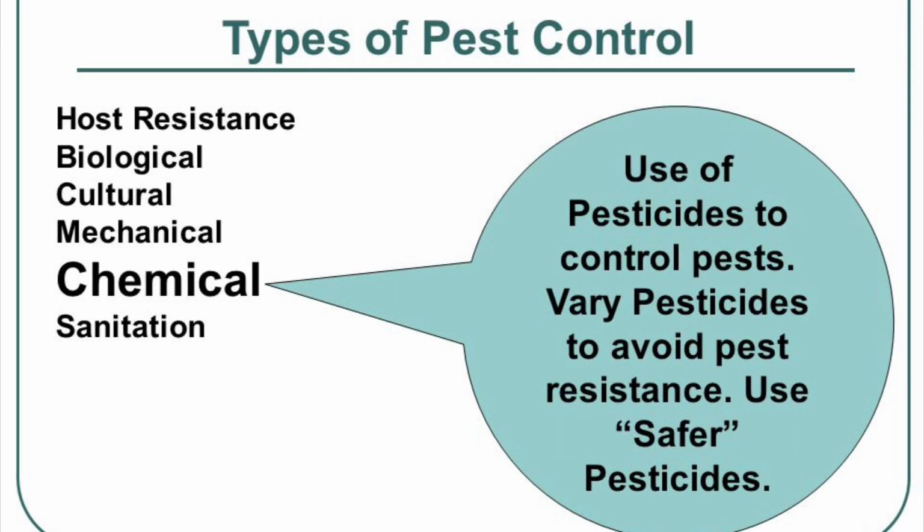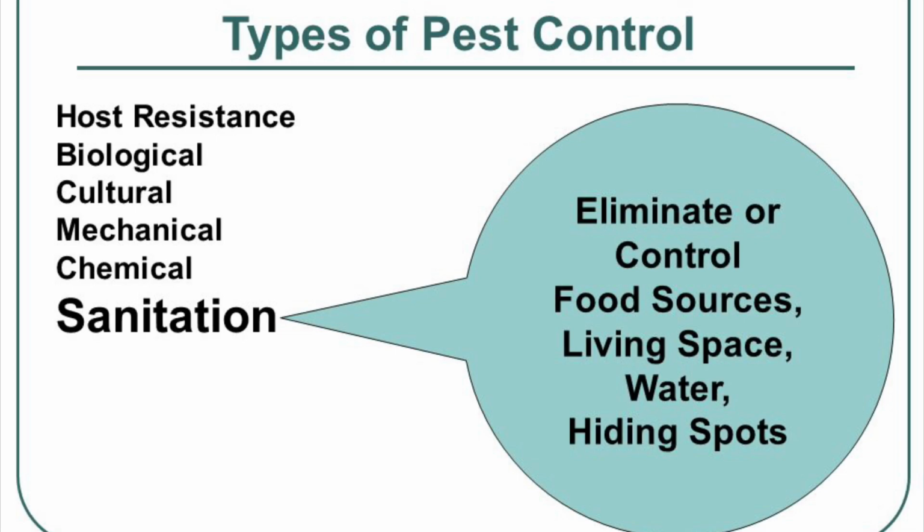Chemical controls is the use of pesticides to control pests. You'll want to vary your pesticides to avoid pest resistance. You'll also want to use safer pesticides when you decide to use this method. The chemical control method should be the last resort method because it's the most taxing on the environment. Not only will you risk killing the pest in question, but you may also kill beneficial insects as well as other plants, animals, even humans in the environment with the use of chemicals.